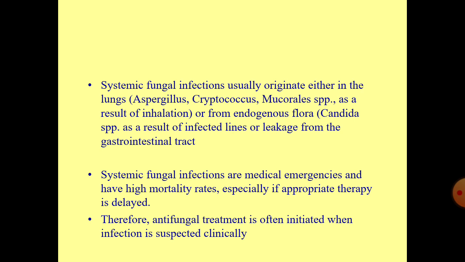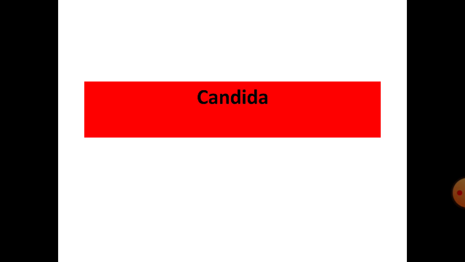Systemic fungal infection, once it is diagnosed, is a medical emergency because it carries a high mortality rate, and appropriate therapy should not be delayed for these patients. Antifungal treatment is often initiated when the infection is suspected clinically. It means that when you suspect the patient clinically, you should start antifungal treatment sometimes before the investigation. This is what we call empiric or preemptive treatment of these patients.